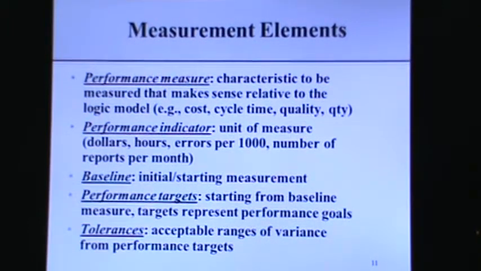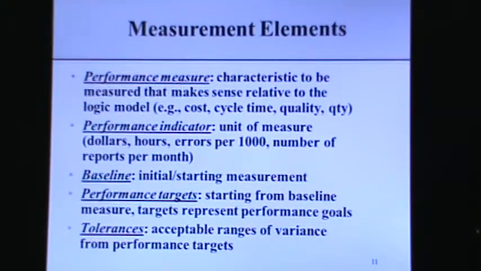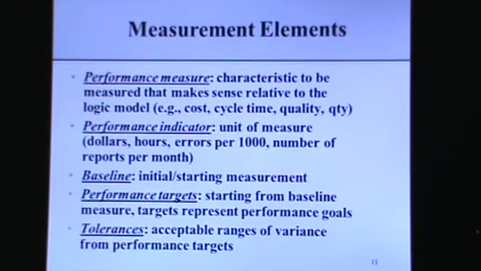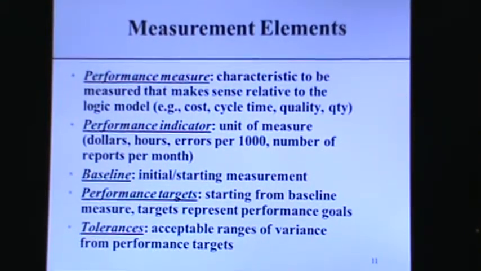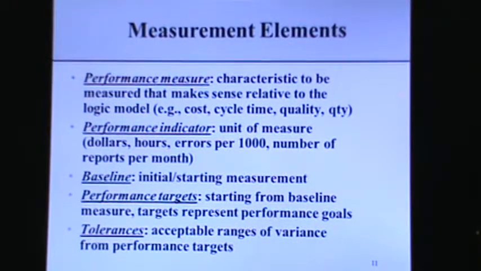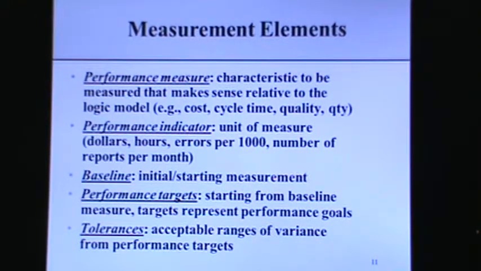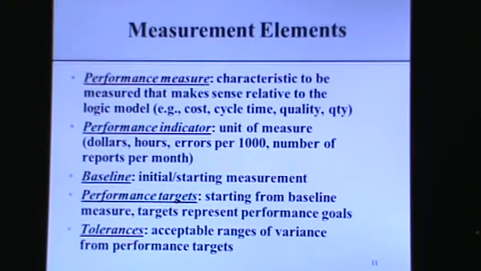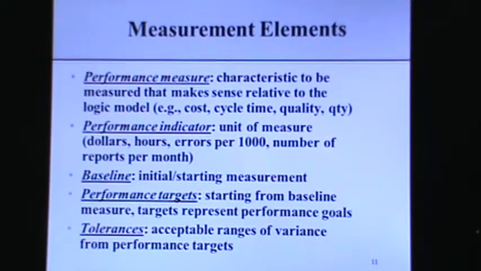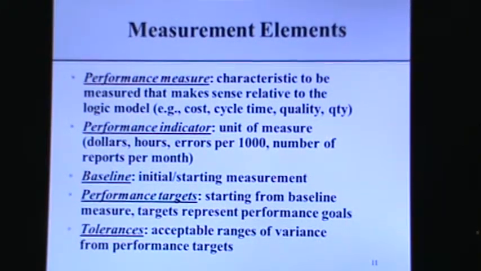Starting from the baseline measure, targets represent the performance goals. I also recommend adding an acceptable tolerance. The reason tolerances are useful, like plus or minus 5%, is because generally senior leadership stays busy, and so they can say, look, as long as performance is within the acceptable tolerances, I don't need to be notified about it. But if the performance data starts to come in and slips outside of our acceptable range, then you should bring it to the attention of senior leadership or the Strategic Management Council or whatever.